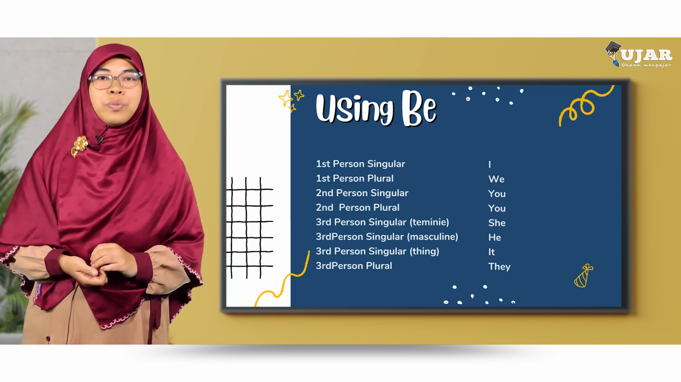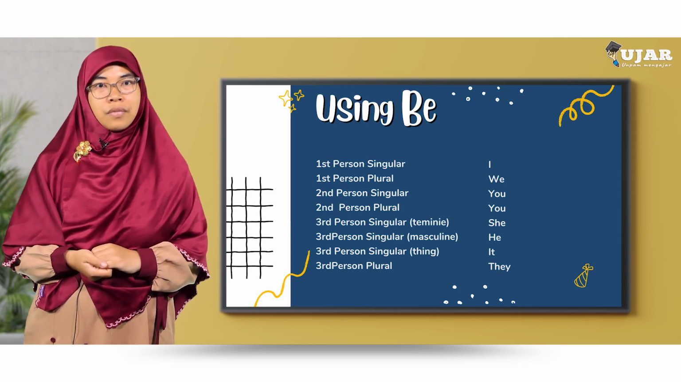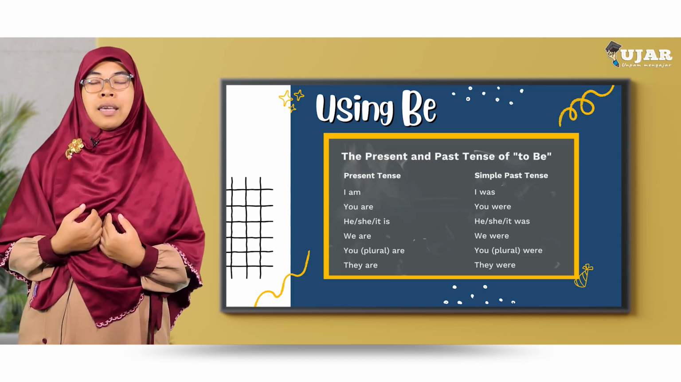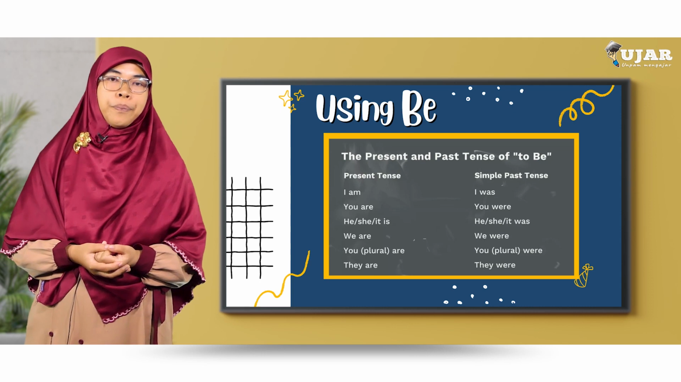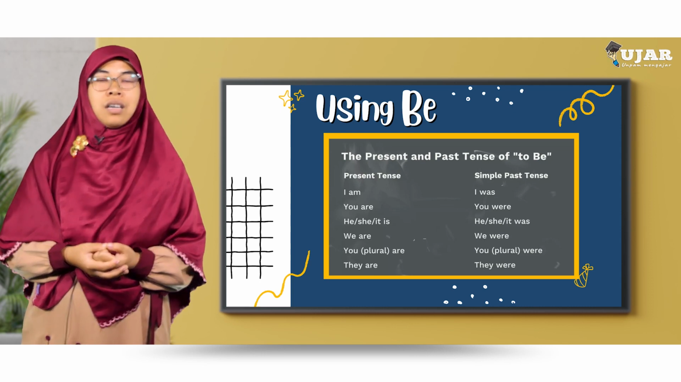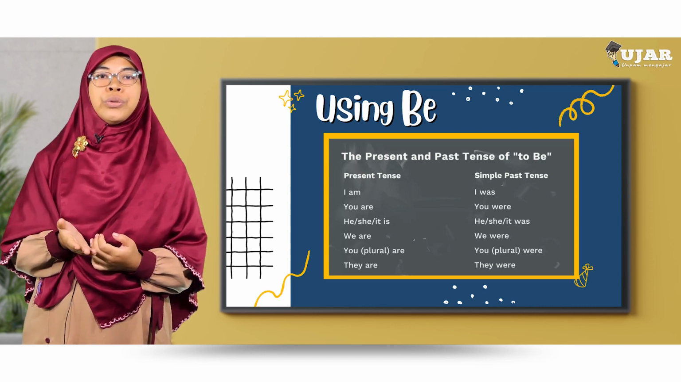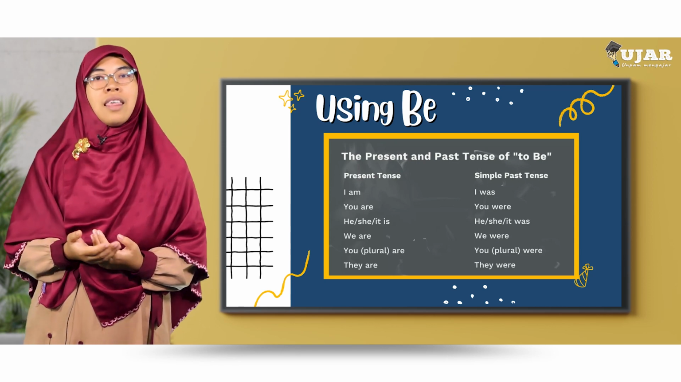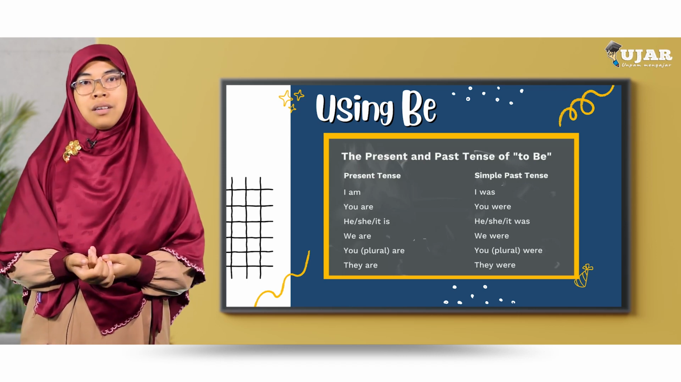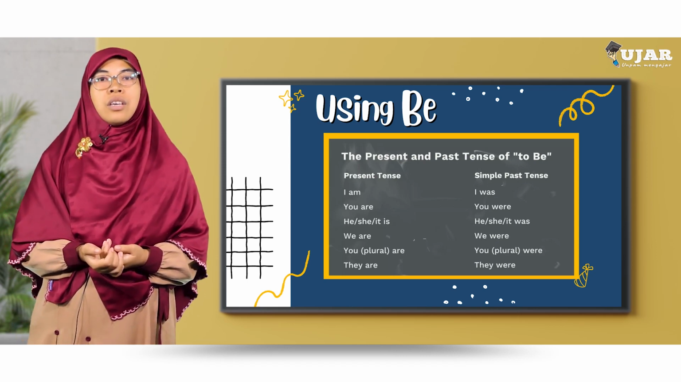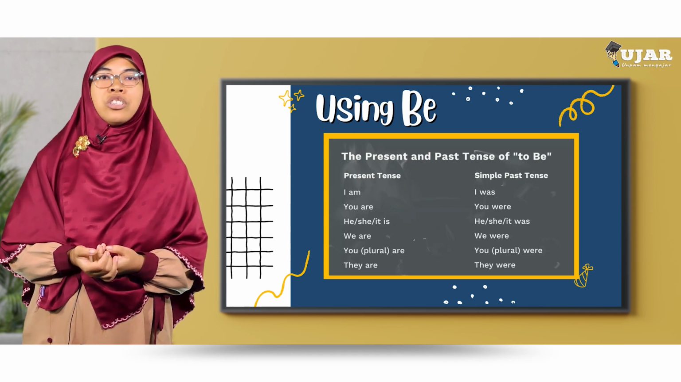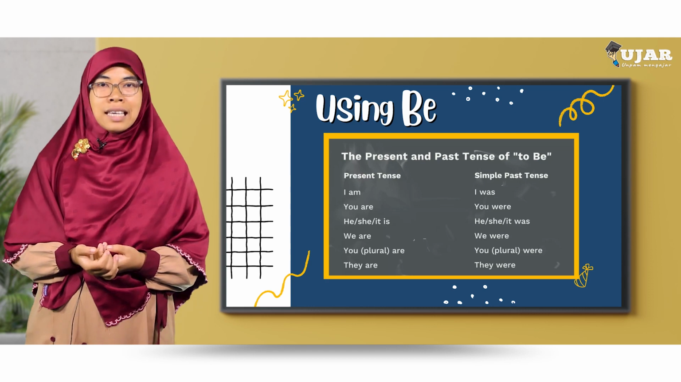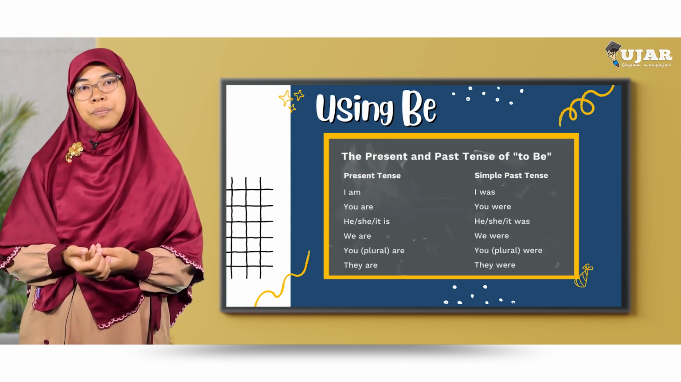And then how do we use the pronoun and the be? Be am is used for pronoun I, becomes I am. Be are is used for pronoun you, they, and we, becomes you are, they are, or we are. Is is used for pronoun he, she, and it, becomes she is, he is, or it is.